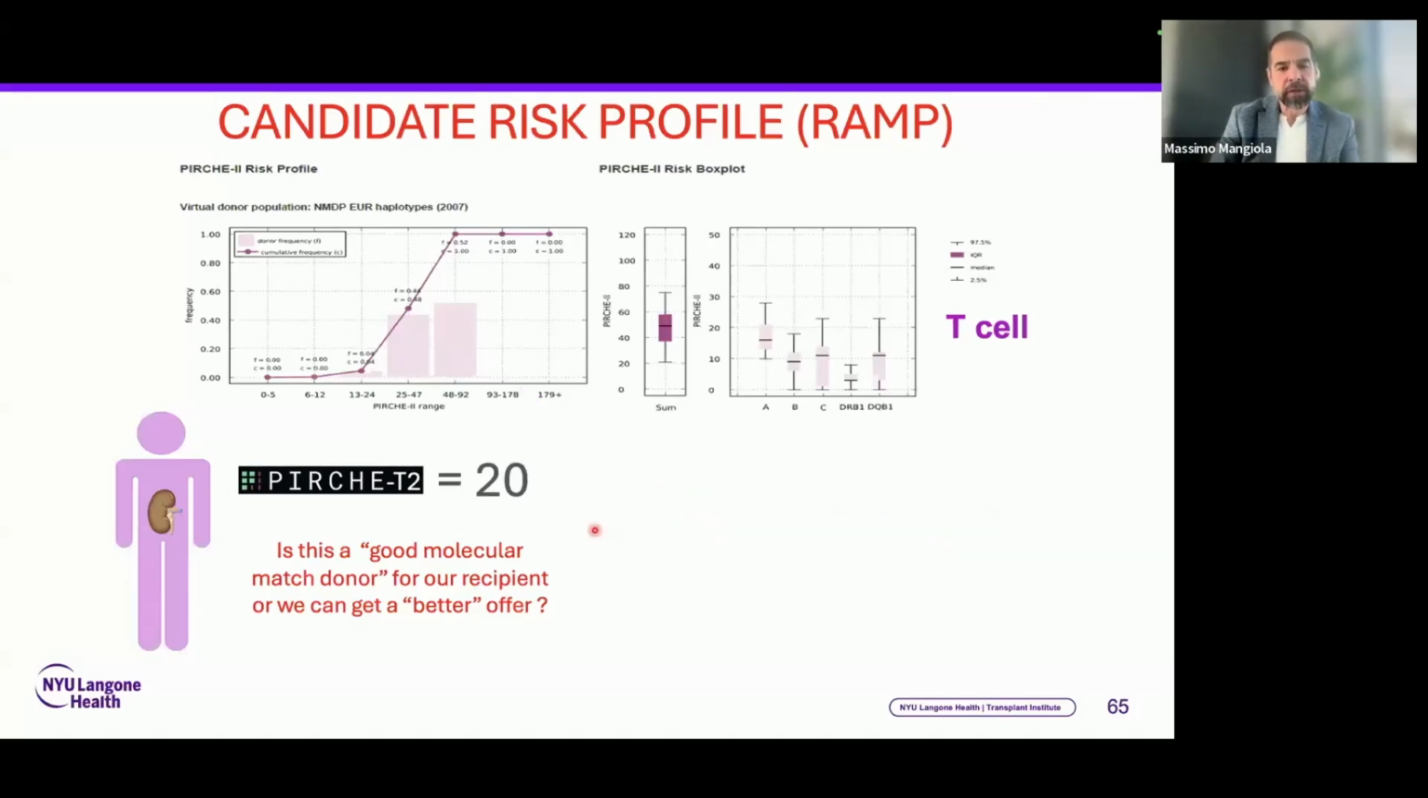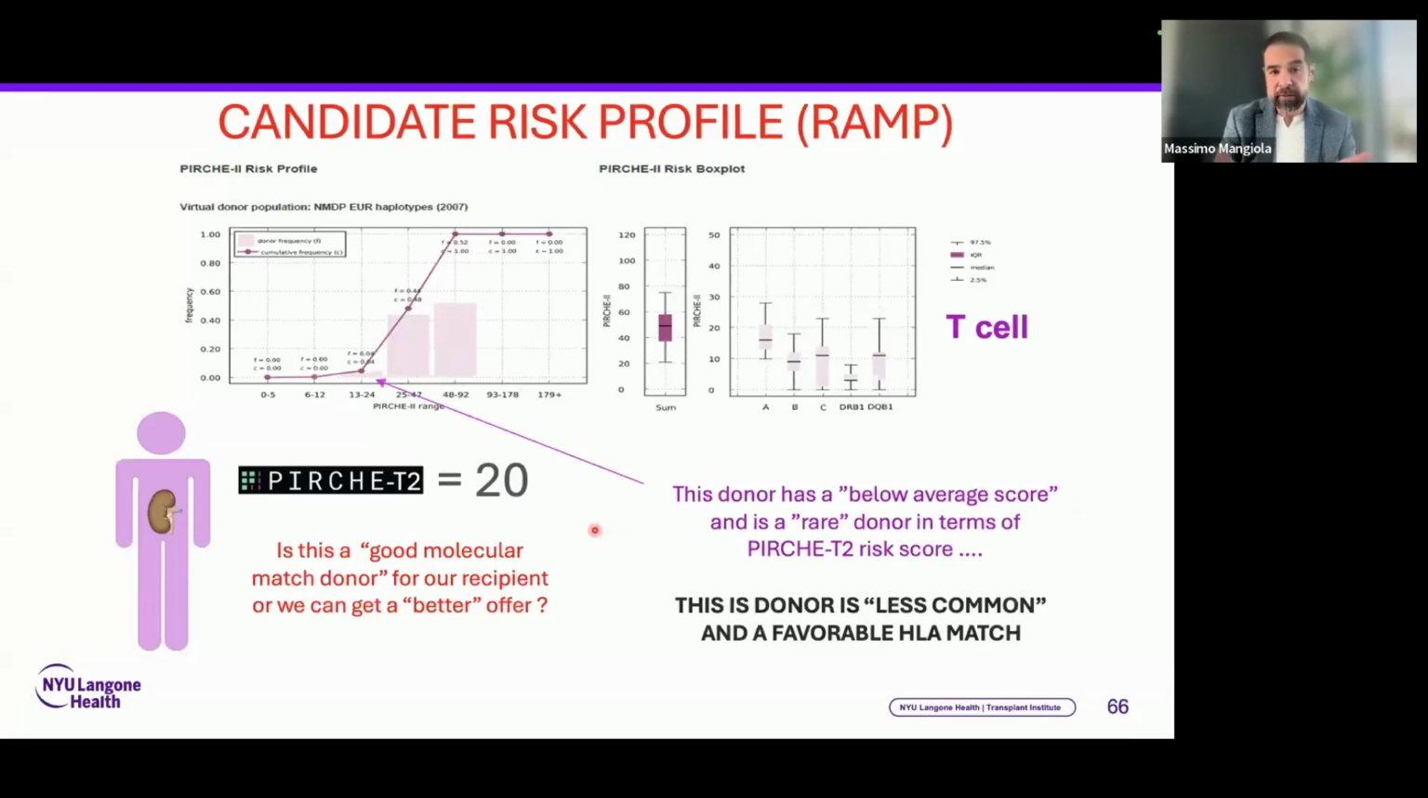But suppose the donor has a PIRCHE score of 20, and I have to answer the same question. In that case, it's very easy for me by looking at this graph. This is actually a much rarer donor as compared to the average that this person will get, which will be between 25 and 92 with an average PIRCHE score of 51. And so it is easier for me to answer that this donor is less common and probably a much more favorable HLA match.